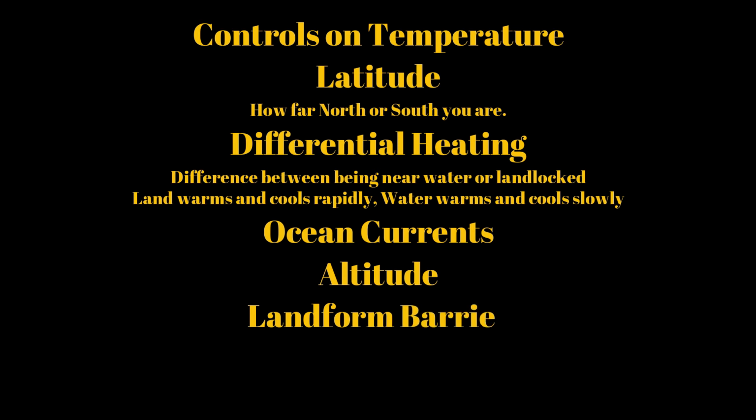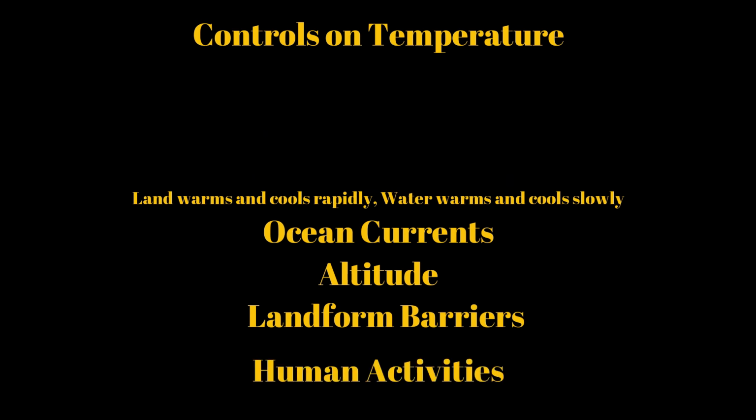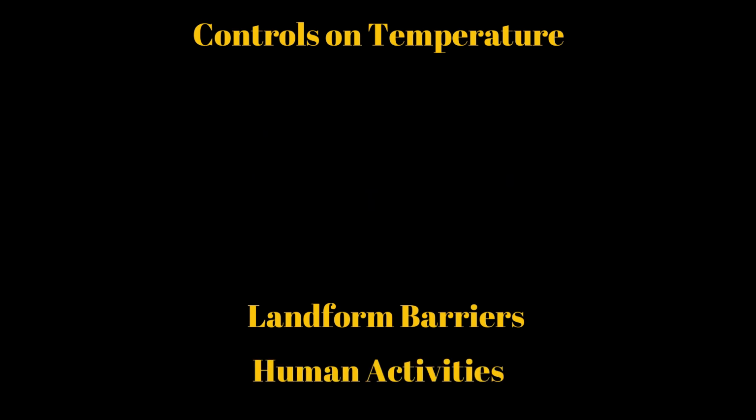Landform barriers. Do you have a lot of mountains around your area? Mountains control atmospheric temperature. Low-lying valleys control your atmospheric temperature. And humans also can affect or control atmospheric temperature.